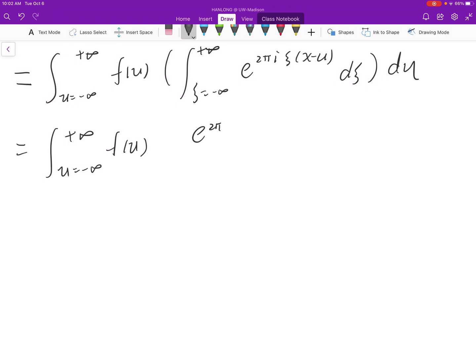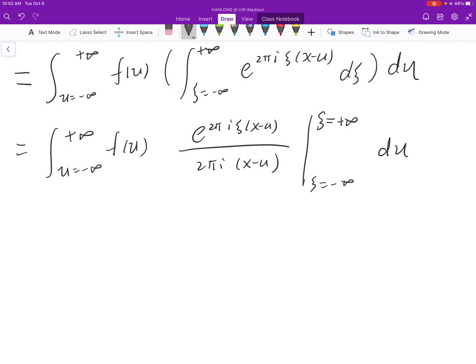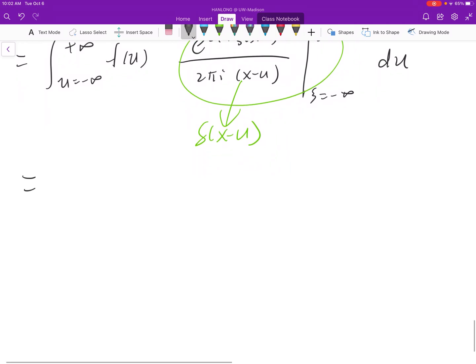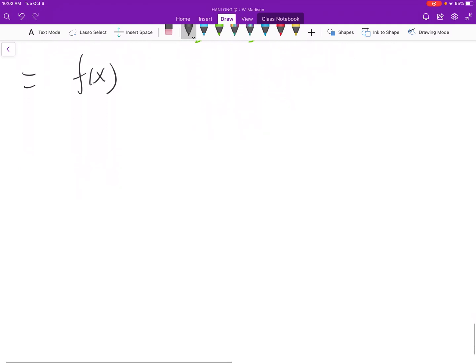Or explicitly, it will be the integral of e^{2πiξ(x−u)} dξ, from negative infinity to infinity, du. So this is actually the delta function. Of course, mathematically, this does not make a lot of sense. If this is a delta function, then after integration it is f(x). Okay, so how to make sense of the delta function?